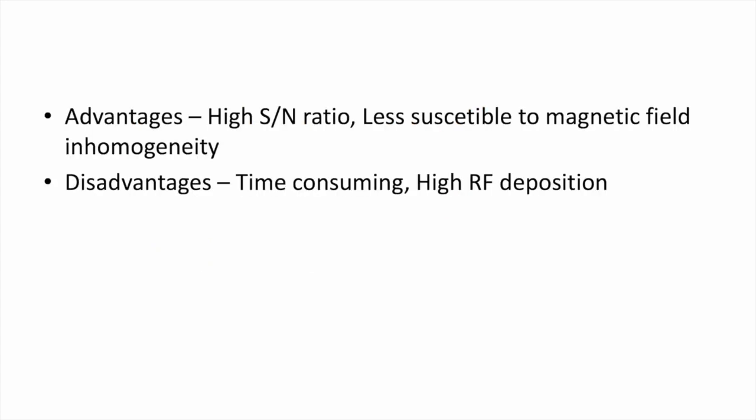The advantages of spin echo sequence are that it has a high signal to noise ratio and is less susceptible to magnetic field inhomogeneities. The disadvantage is that it is time consuming and it also results in high RF deposition because for each signal produced we use two pulses, one 90-degree and one 180-degree pulse.